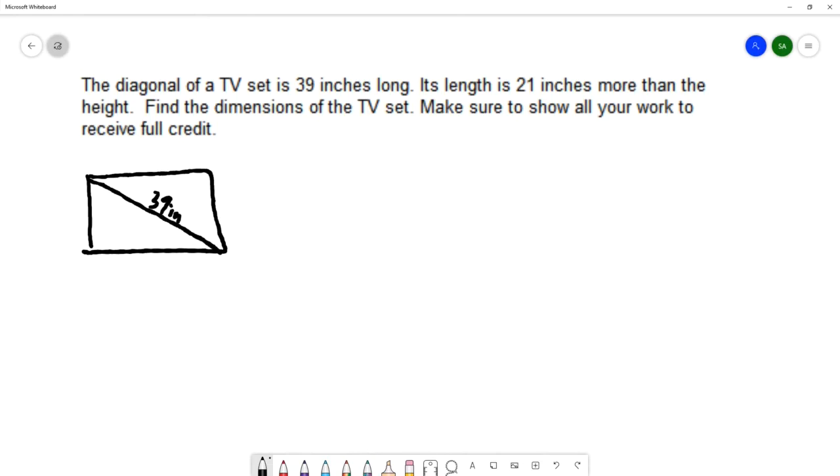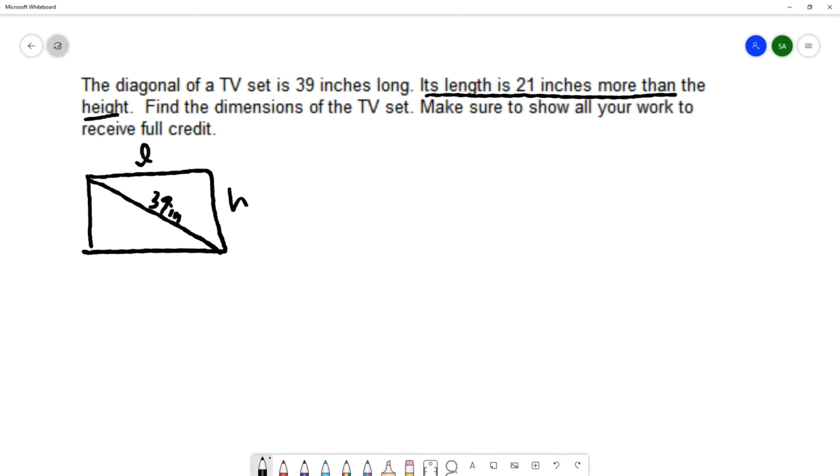I'm going to label this side as the width and this side as the length. I typically put whatever side is longer as the length. And then we have a statement here that says the length is 21 inches more than the height. So maybe I should call this the height instead of the width.